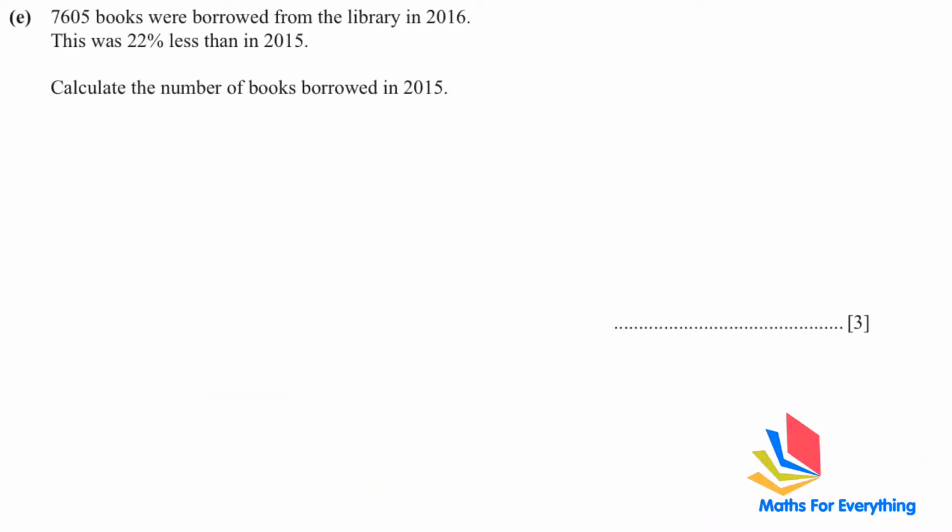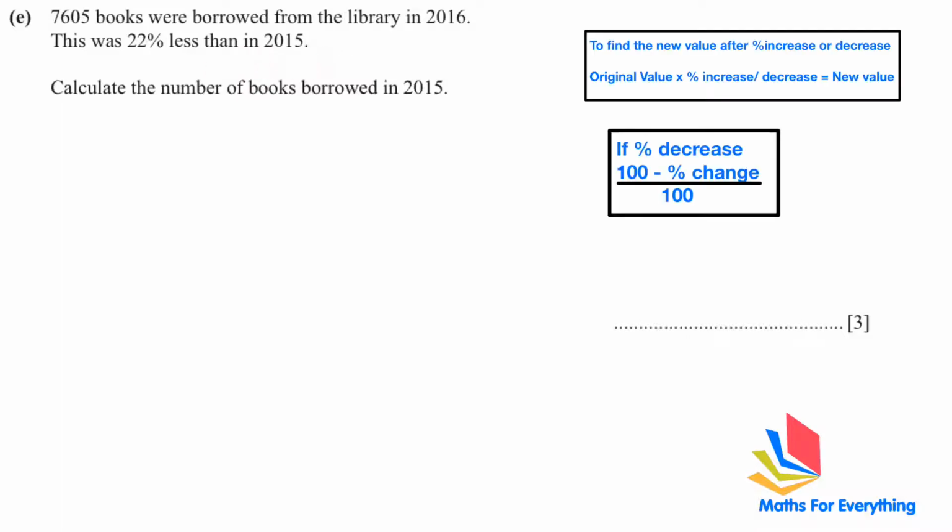Part A. 7,605 books were borrowed from the library in 2016. This was 22% less than in 2015. Calculate the number of books borrowed in 2015. So here you need to understand two things. This is a decrease, and we have been given the new value. We don't know what was the number of books borrowed in 2015.